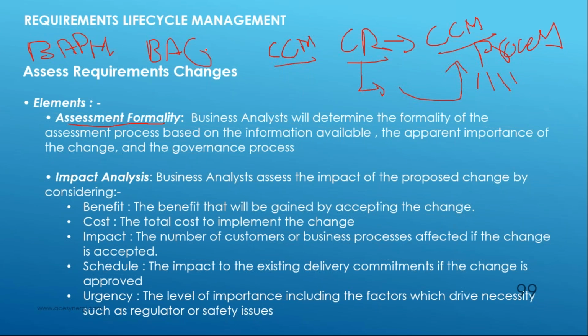The entire governance, as a word, is all about how do you go about governing. So that's where business analysts will determine the formality of the assessment process based on the information available, the apparent importance of the change, and the governance process. The governance process is something which you already have planned in business analysis, planning and monitoring, so you would refer to that. And for all the changes, whichever you get, definitely you need to do impact analysis. What will be the impact on the benefit that will be gained by accepting the change?